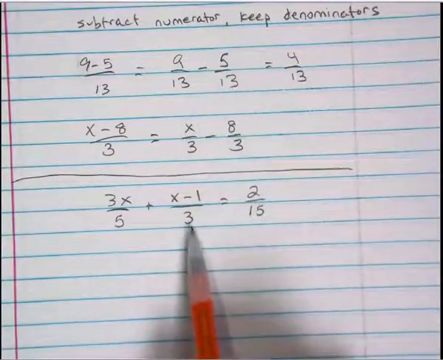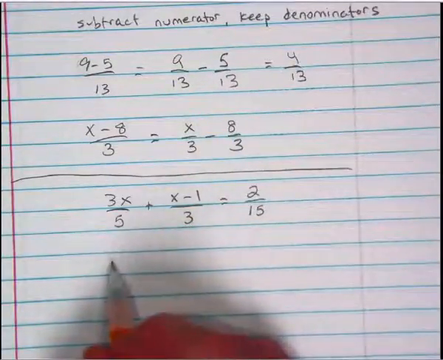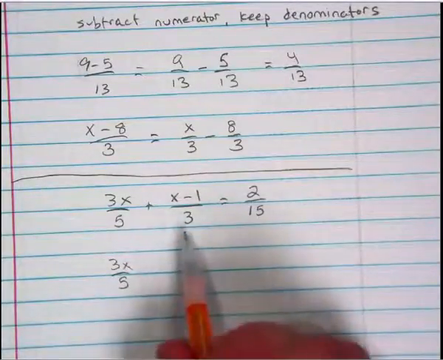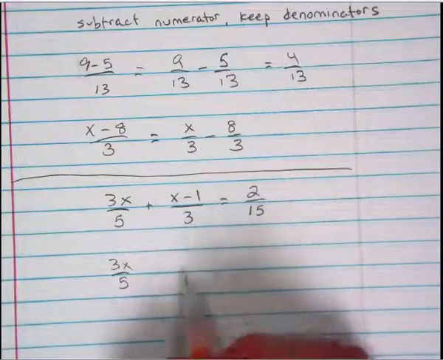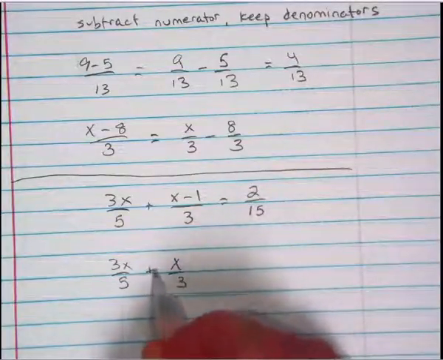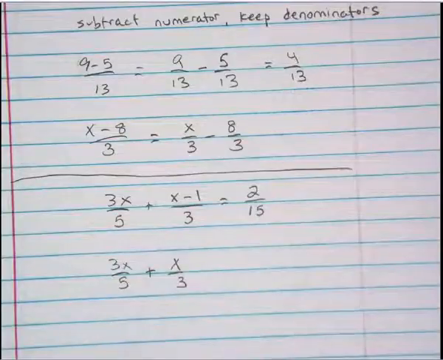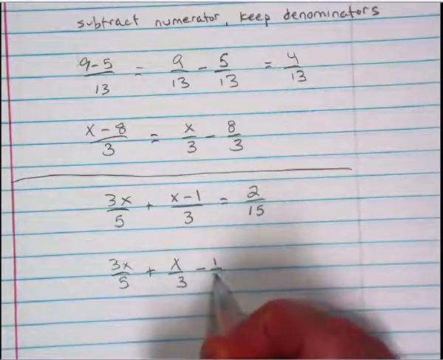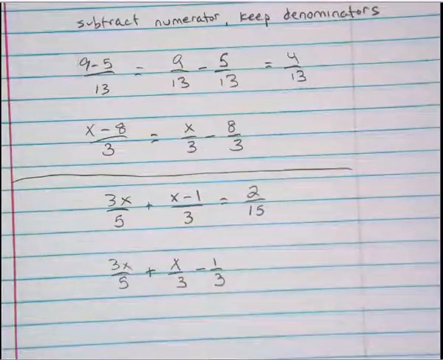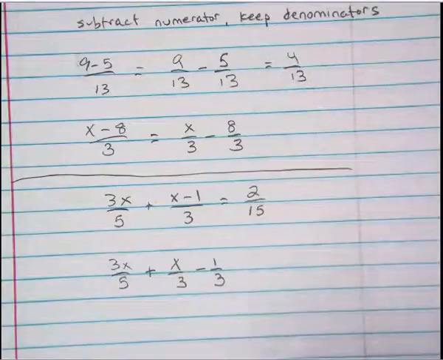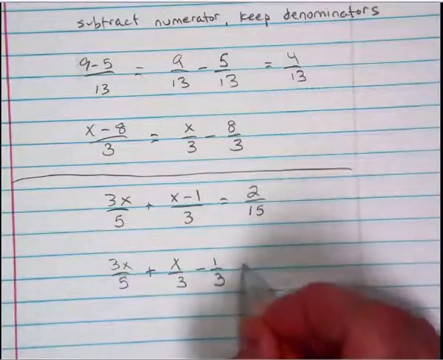But first, I would suggest breaking this equation apart. This is what I'd like you to do. So we write down our 3x over 5, which stays the same. But this is going to become x over 3 plus, and then recognize that 1 is a minus sign, so I'm going to call it minus 1 over 3. Notice that we just broke it apart using the ideas from above. And that's equal to 2 over 15.